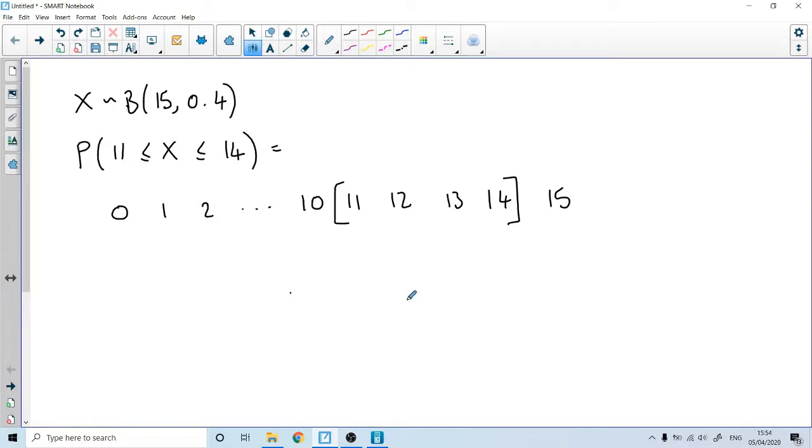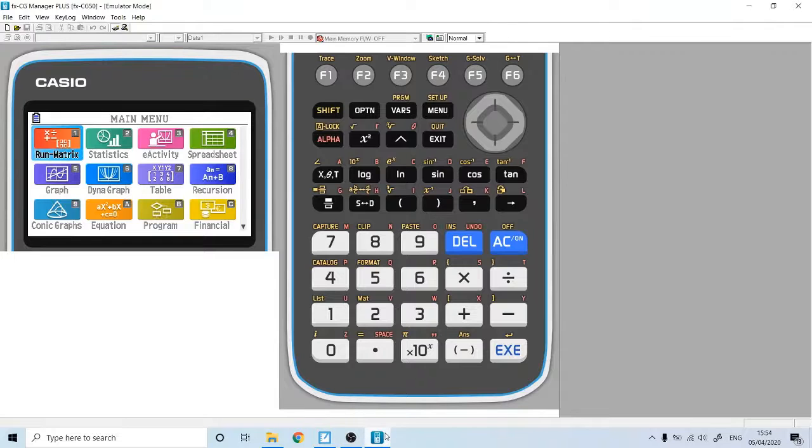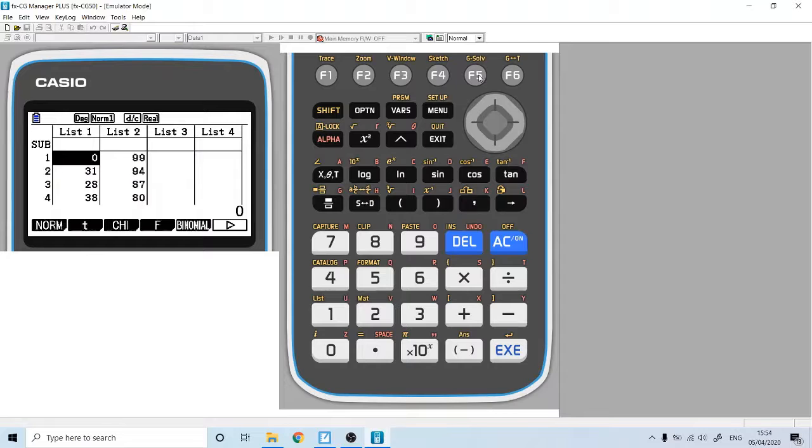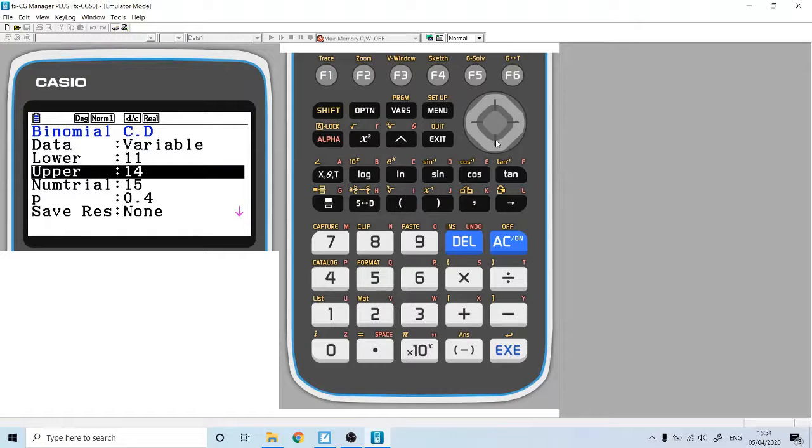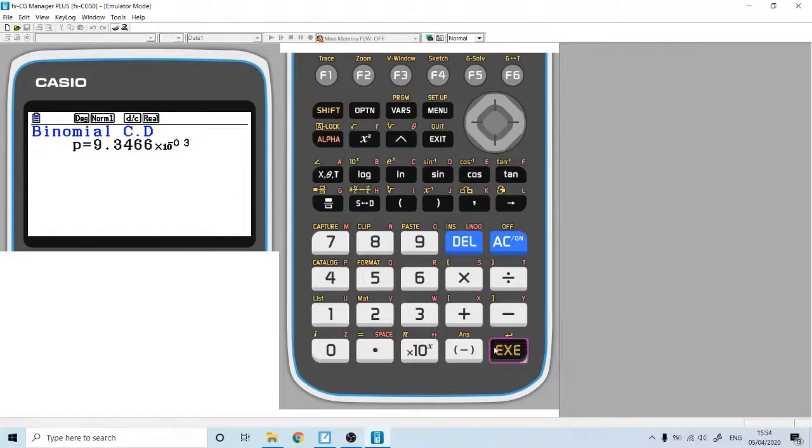So this is really easy to do if you've got one of the newer coloured calculators, which has been updated. You can go on Statistics, Distribution, Binomial, Cumulative. Just put the lower as 11, the upper as 14, the number of trials is 15, and the probability is 0.4. And that's going to add up the probability of x being 11, x being 12, x being 13, and x being 14. It includes the lower and the upper values. And you could get that probability.